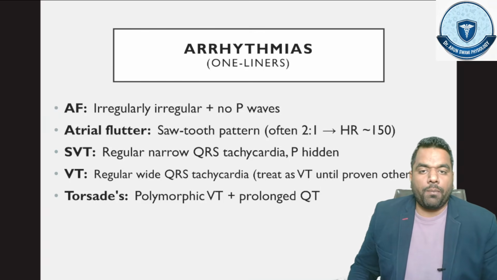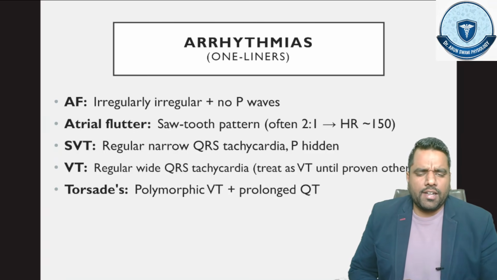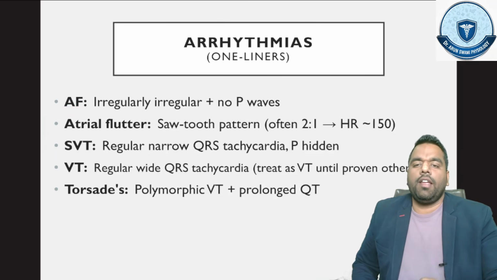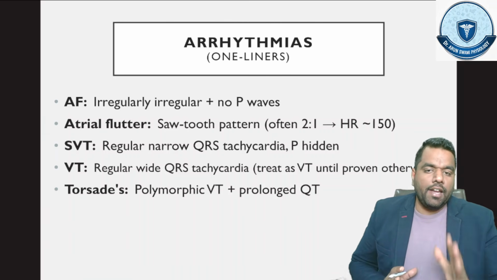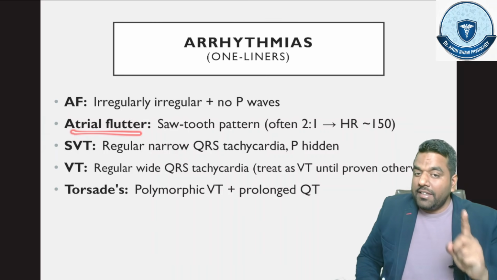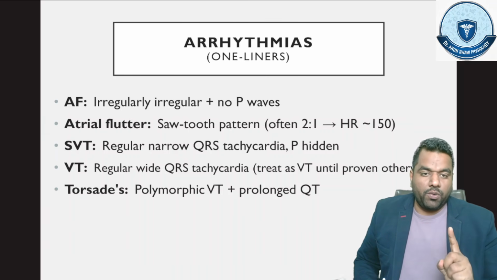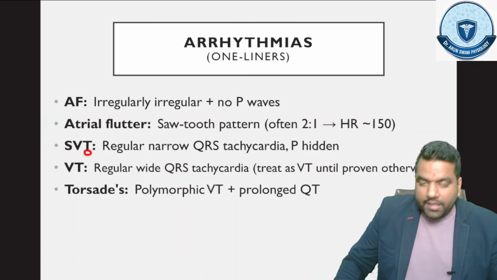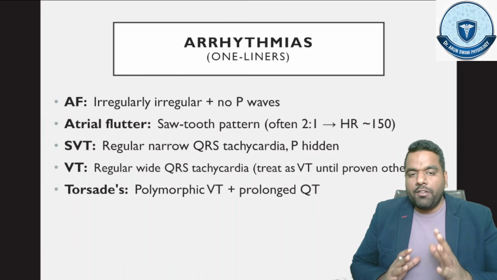Then talking about arrhythmia, meaning irregular heart rate, these are the one-liners you should remember. Atrial fibrillation: the rhythm is irregular and no P wave can be seen. In atrial flutter, there will be a sawtooth pattern with a ratio of 2:1, and the heart rate will be more than 150. In supraventricular tachycardia, there is a regular narrow QRS tachycardia and the P wave is hidden.